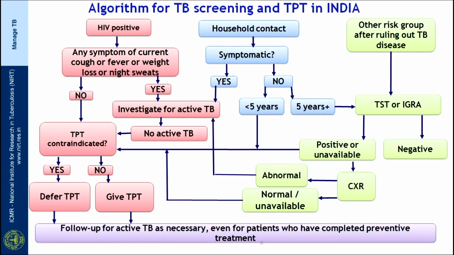Now, regarding the algorithm for TB screening and TPT that is used in India, this is an integrated algorithm and the approach is the same in all populations eligible for TPT. First, we identify the target population, rule out TB disease, assess for contraindications for TPT, and if there are no contraindications, then provide TPT and ensure TPT completion. Now, let us look at the HIV positive individuals. What is the first step?